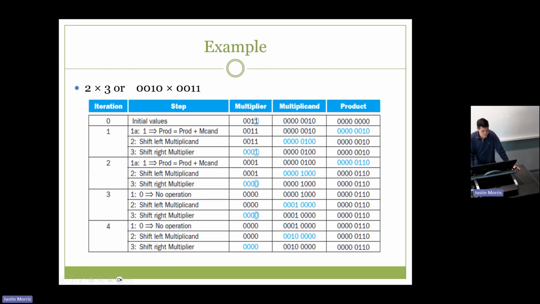So this was 2 times 3 is 6. And we can double check the product register, 6. Okay. So this is the simplified circuit.